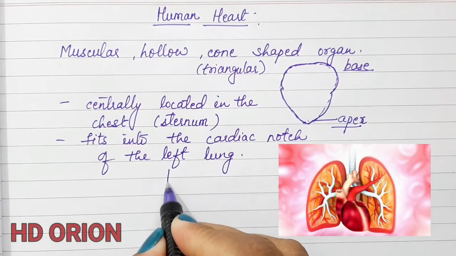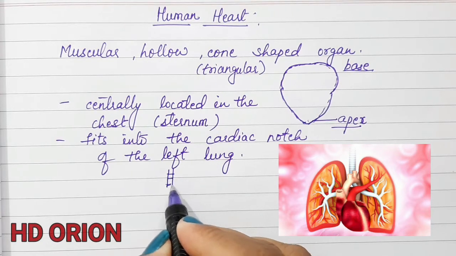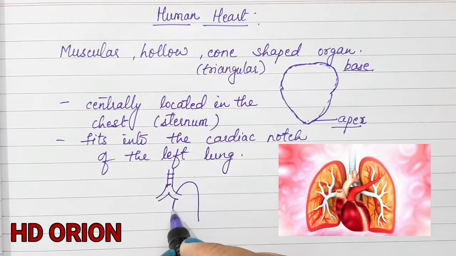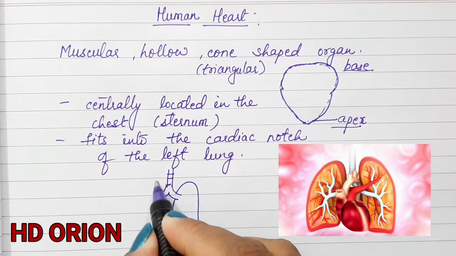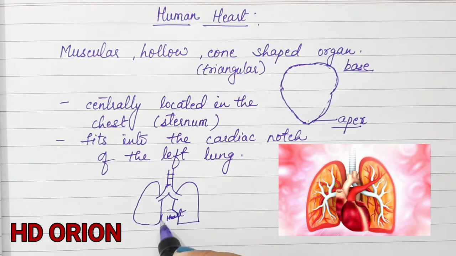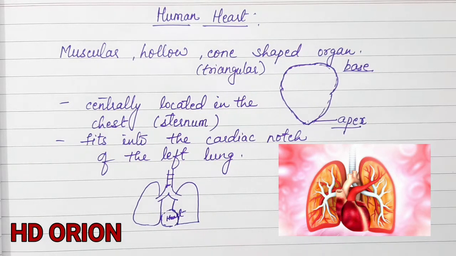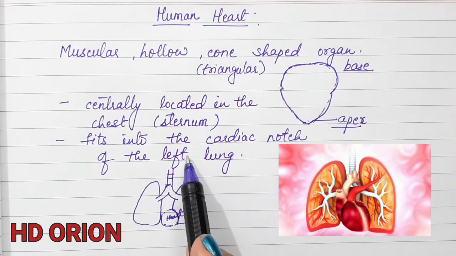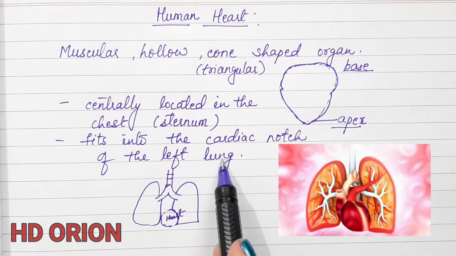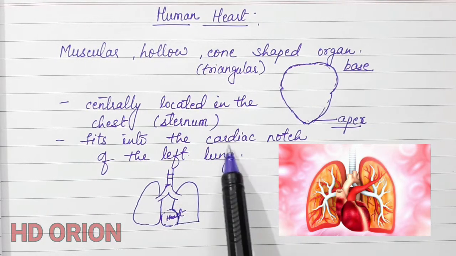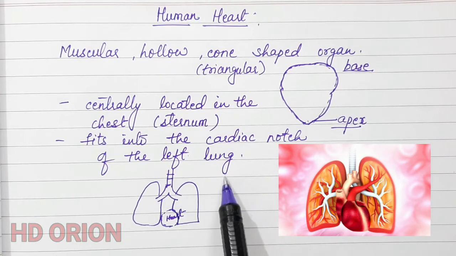So if this is the trachea and the bronchus and this is the left lung, there is a cardiac notch. This is the right lung. In this cardiac notch the heart fits into. So this place is the one that the heart occupies. This notch is known as the cardiac notch, which is only in the left lung. So the heart is a muscular, hollow, cone-shaped organ centrally located in the chest and fits into the cardiac notch of the left lung.